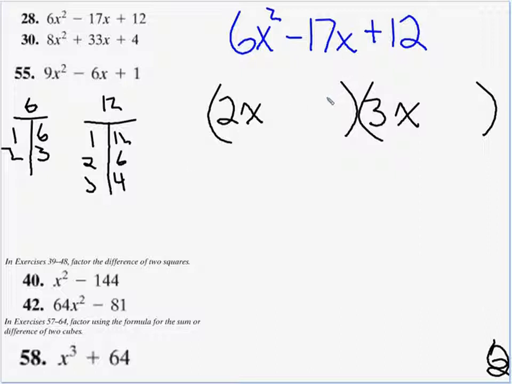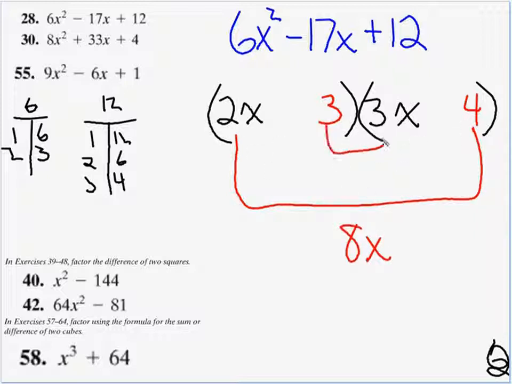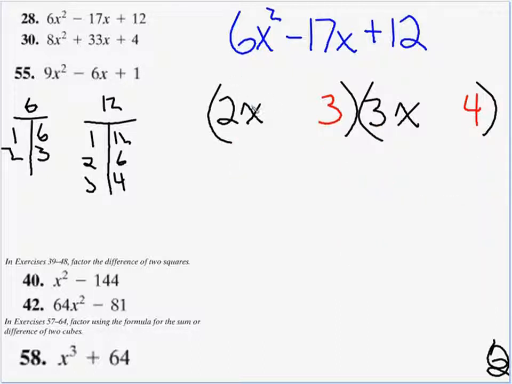Next up, let's try 3 and 4. If we do 3 and 4 this way. Outers, we get 2 times 4 is 8x. And inners, I like this. 3 times 3 is 9x. If we add those, we get 17. We want to get to negative 17, so we're going to make them both minuses. And let's see if that works or is the solution to the problem.